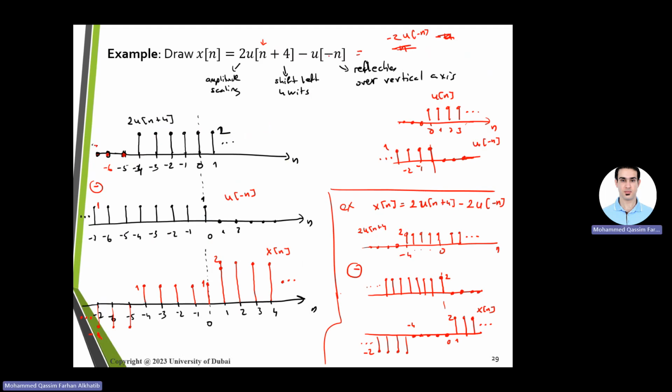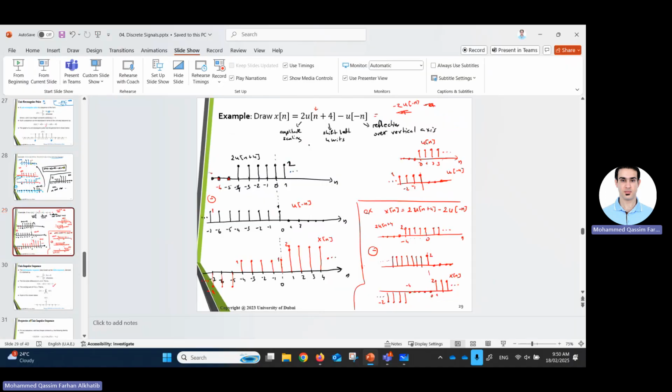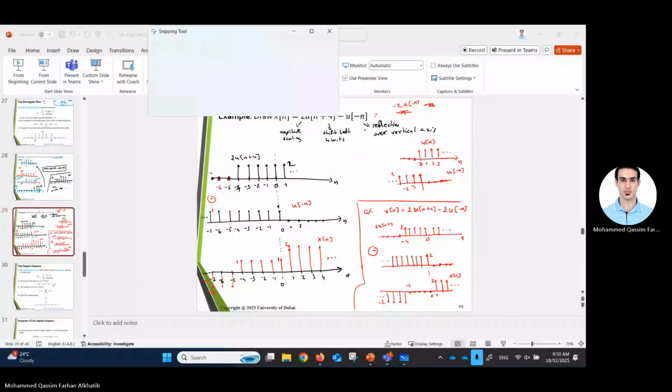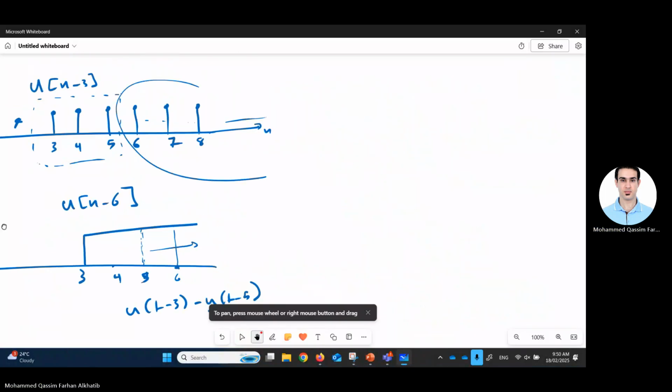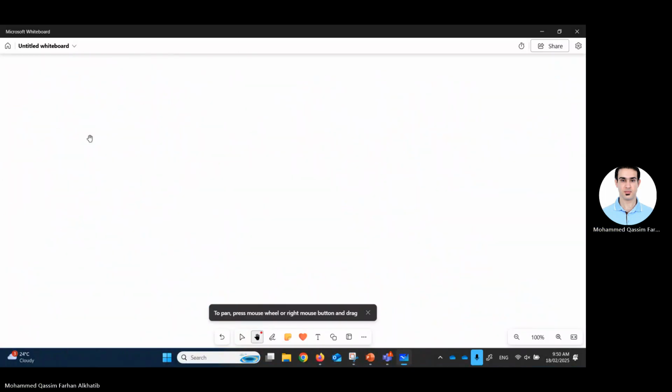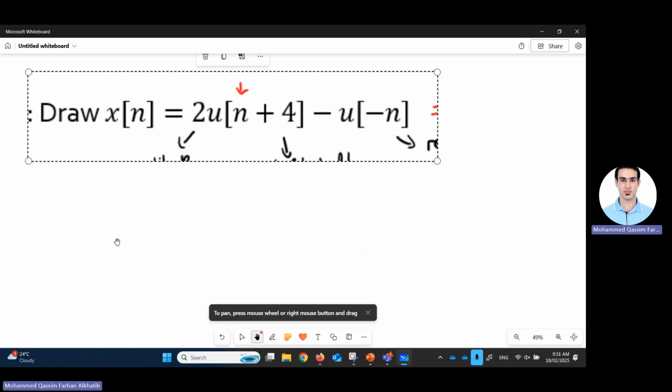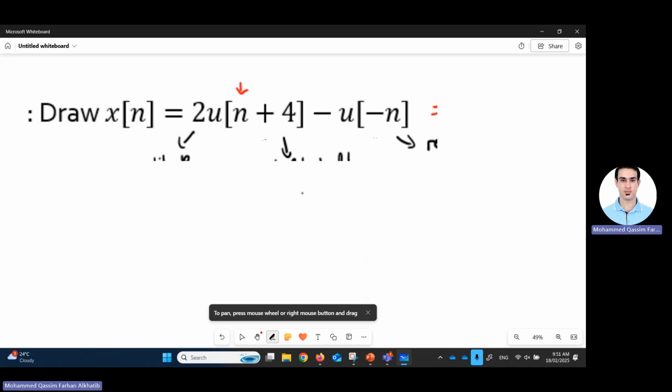All right, now let's assume in the exam you receive such a question: 2u of n plus 4 minus u of negative n. So there is subtraction. So just copy this question to the whiteboard and try to solve it there. So first I need to draw the first sequence, and then I want to draw the second sequence.